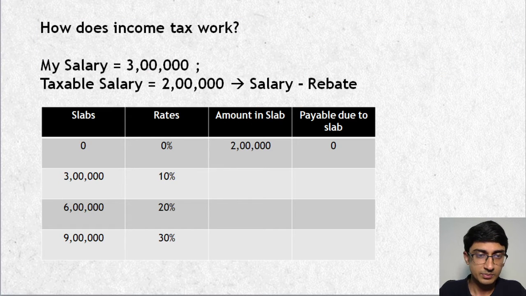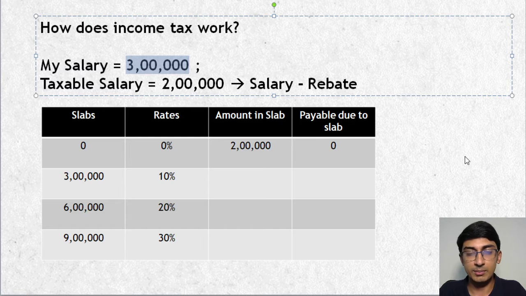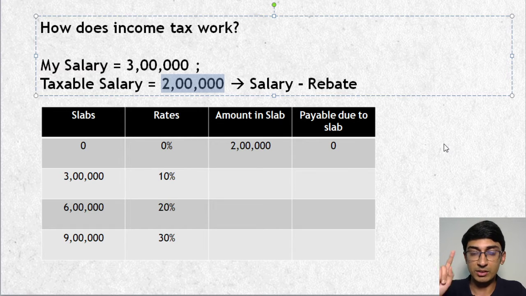So for example, if my salary currently is 3 lakh rupees, my taxable salary becomes 2 lakhs because the rebate was 1 lakh. Okay. So the rebate was 1 lakh, and so the taxable salary becomes just 2 lakhs. Okay. So that's the first thing to do.